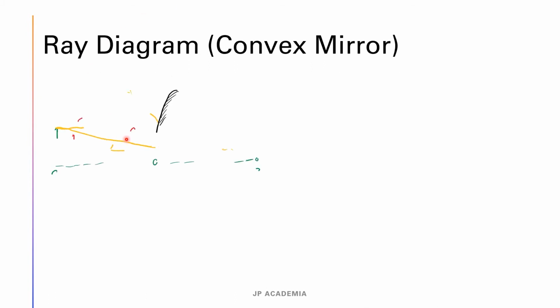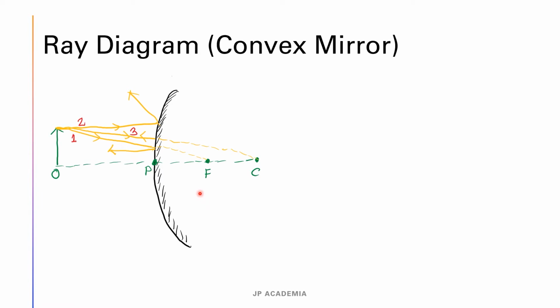Okay, next, let's try a convex mirror. Initial step is to place the object on the principal axis in front of the mirror. So this is the front of the mirror. The back is the one with the shade. Mark the important parts including the center of curvature C, principal focus F, and the point P. These labels will guide you in your ray tracing.